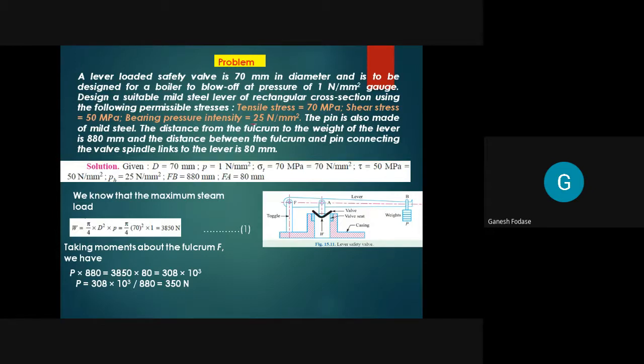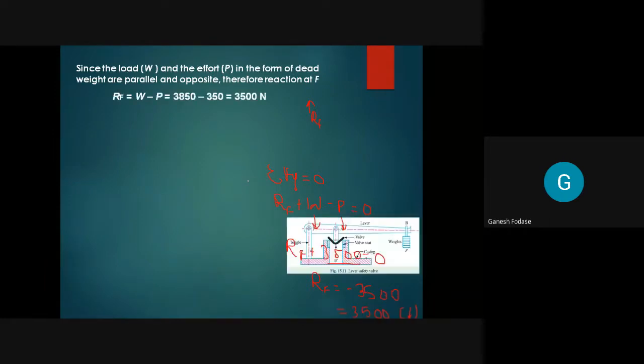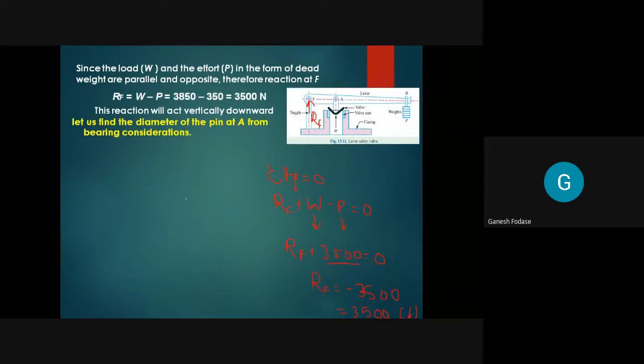Given, na? Yes, sir. So 25 Newton per mm square is the bearing pressure. Can I use this here now? Yes, of course we can use it now.